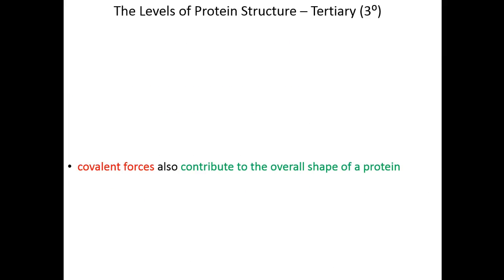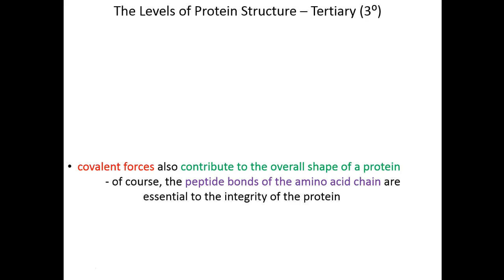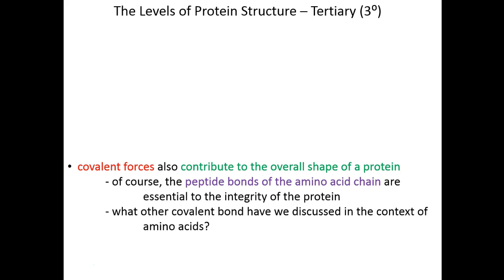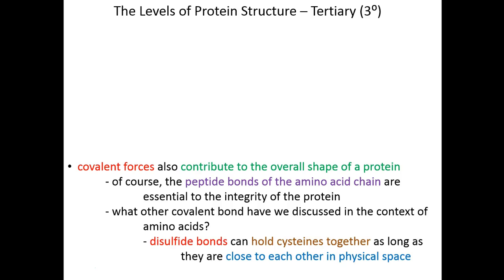Covalent forces, too, sometimes contribute to the overall shape and stability of tertiary structure. Of course, peptide bonds are keeping the amino acids together, so it would be inappropriate to not mention them. The protein wouldn't be a protein without peptide bonds, so that goes without saying. But we've talked about other covalent bonds in the context of proteins that kind of supersede peptide bonds. The kind of covalent bonds that can keep proteins in three-dimensional shapes. Do you remember what those are? Those were our disulfide bridges between cysteine residues.